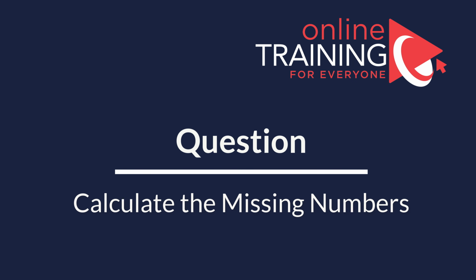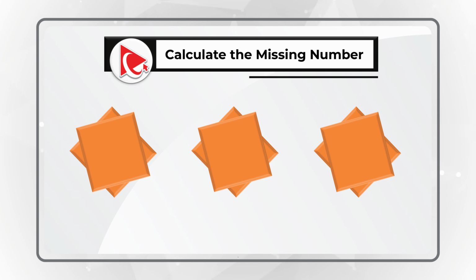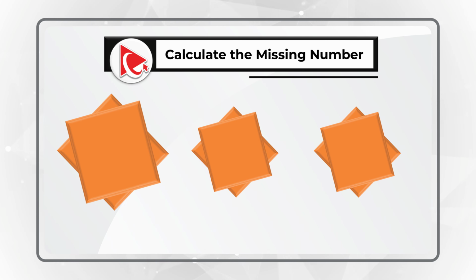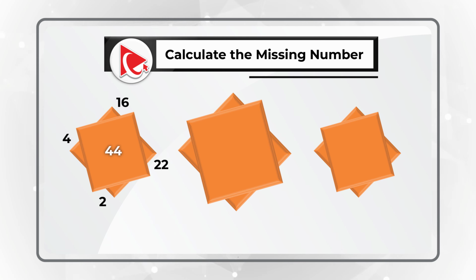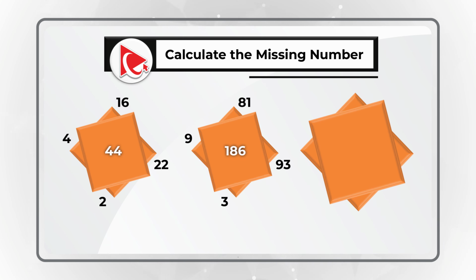I hope you will be as amazed as I am when looking at this question. You're presented with 3 sets of diamonds. Each set contains numbers outside of the diamonds as well as inside the diamonds. Let's look at the first diamond. It has numbers 2, 4, 16, 22, and then there is a number in the middle, 44. The second set of diamonds contains numbers 3, 9, 81, 93, and 186 inside. And then the last set of diamonds has 2 numbers visible, which are 5 and 25, and 3 numbers missing.